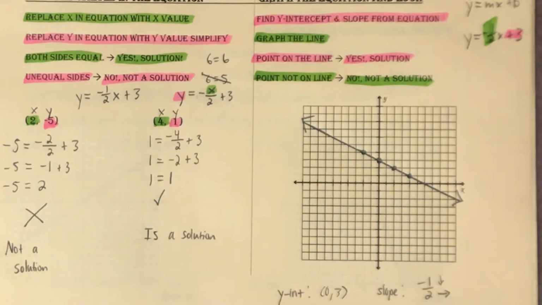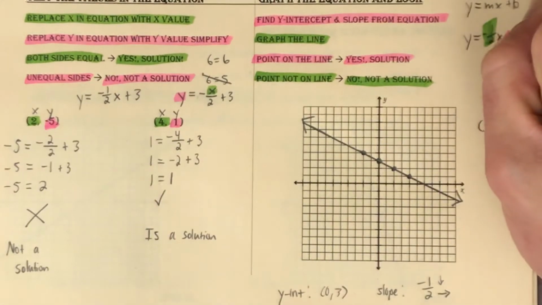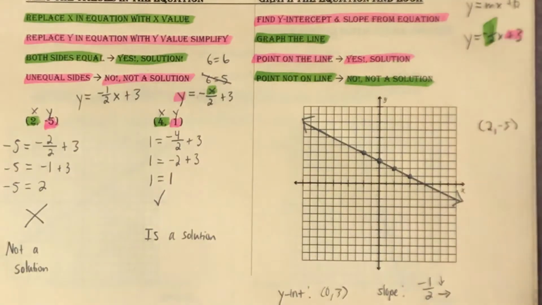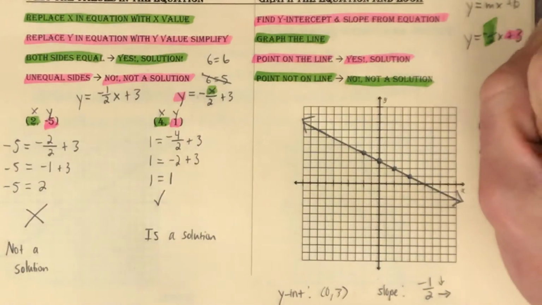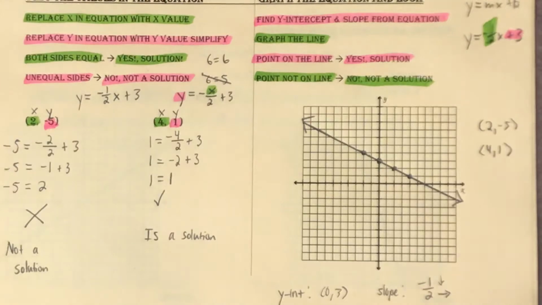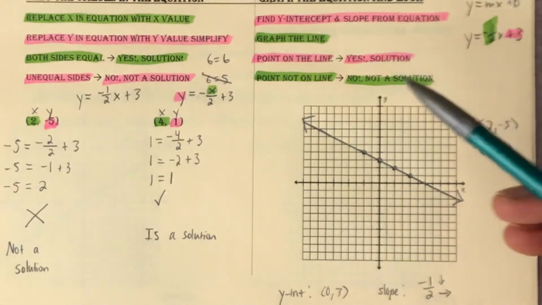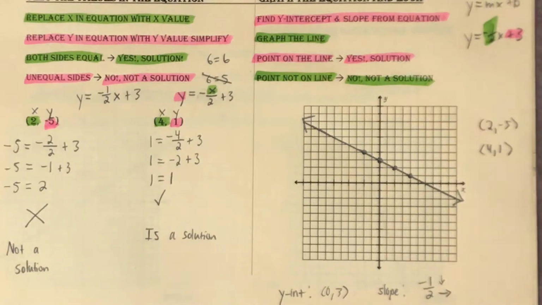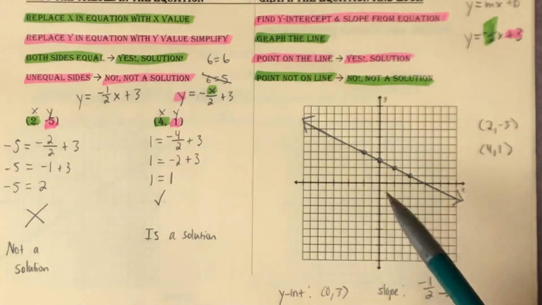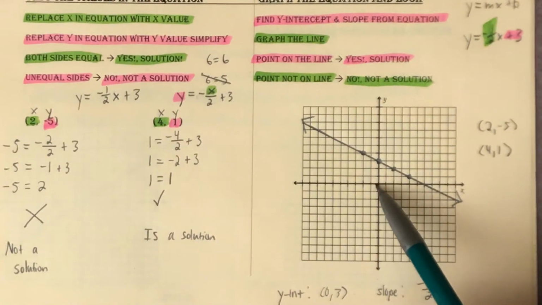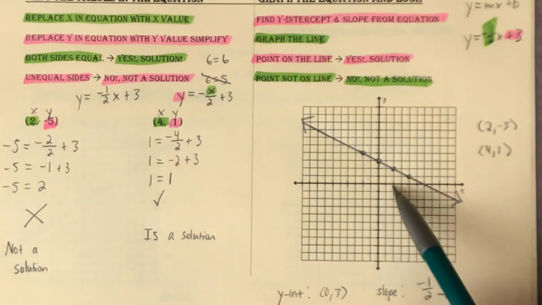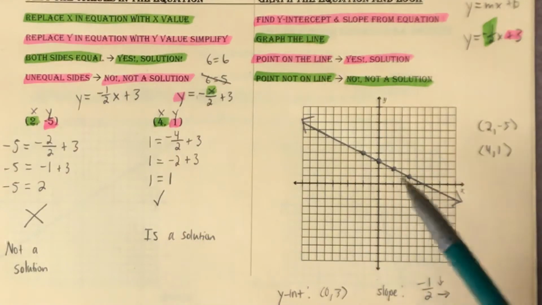Now the 2 points that we're checking are (2, -5) and (4, 1). And we want to see, do they fall on the line? If they do, then they're a solution. If they don't, then they're not a solution. So let's start with (2, -5). From the origin, I would go right 2, 1, 2, and then -5 tells me to go down 5.